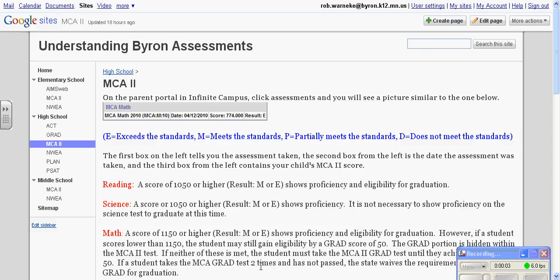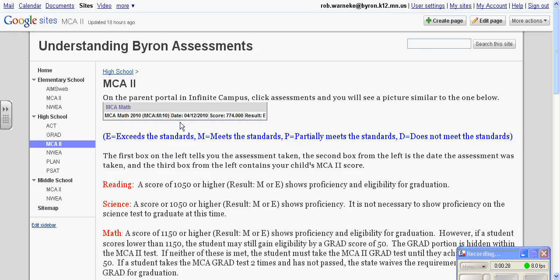Welcome to the MCA 2 page of Understanding Byron Assessments. When you are in your parent portal for Infinite Campus, on the left side you'll see an assessment link you can click. When you do so, you'll get a tab or a bracket like this one. In this particular case, you're looking at an MCA math test result.